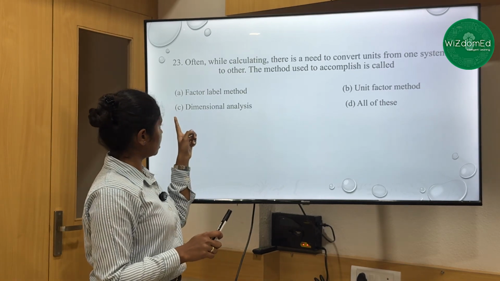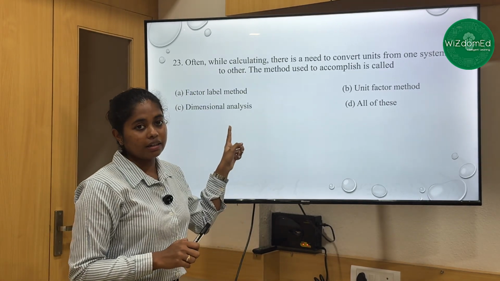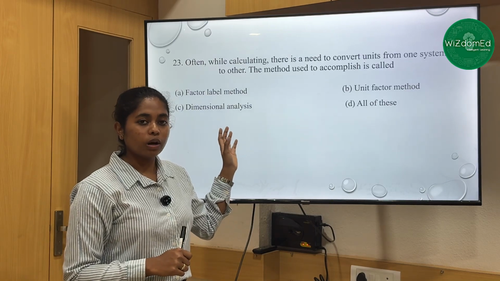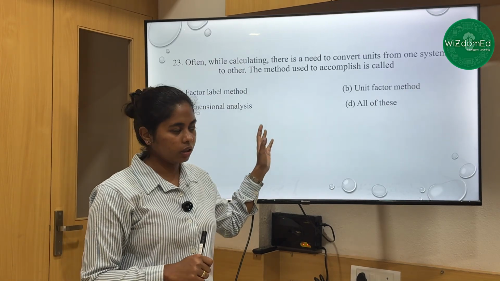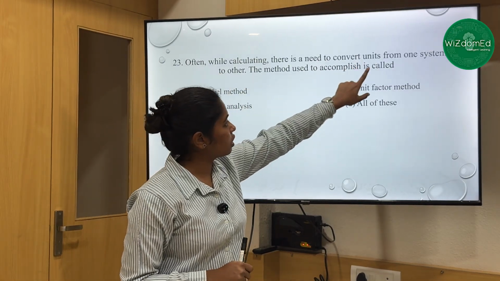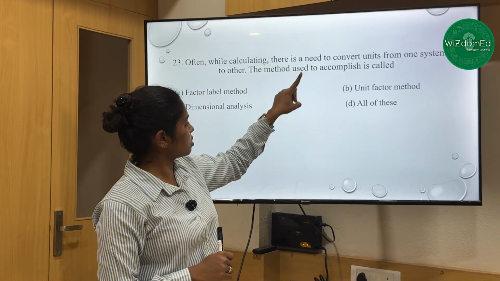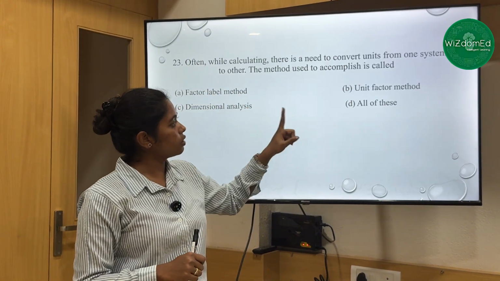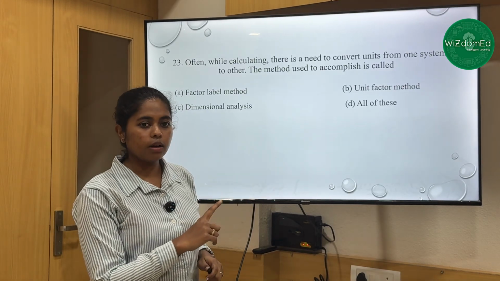And option C is dimensional analysis. Dimensional analysis is a method where we simply convert one form of unit to another form. As we are asked which method is used to convert units from one system to another system, this includes all the three options given here. So hence the right answer is D, all of this.